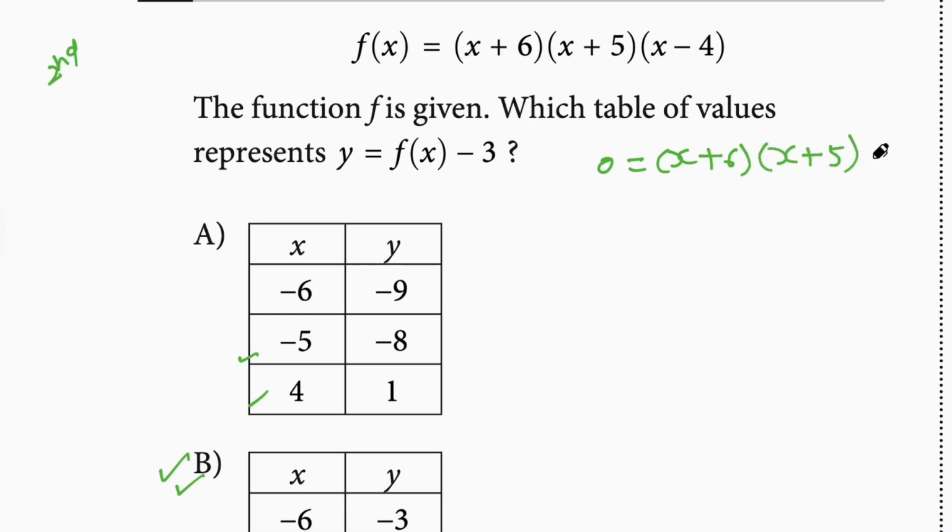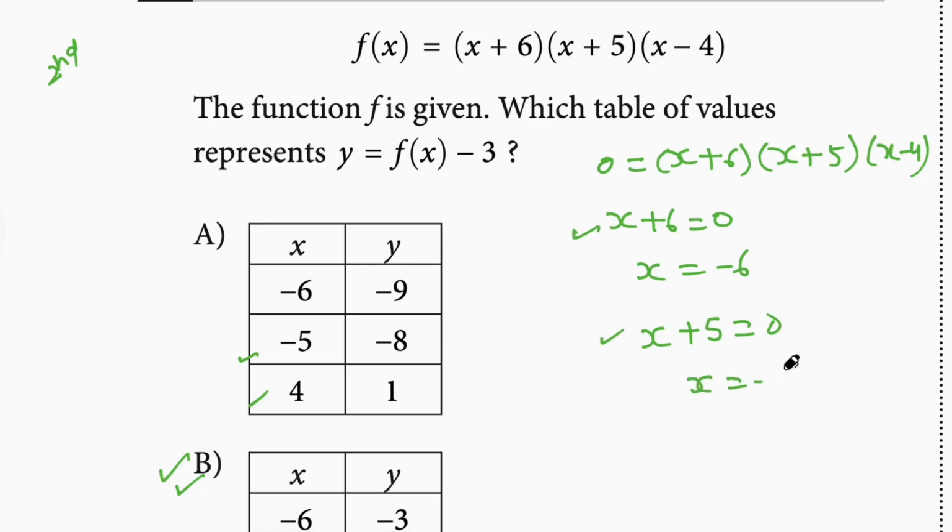If we just, before starting the question, stop for a while and observe it: x plus 6 is equal to 0, that means x is equal to negative 6. x plus 5 is equal to 0, the second factor, x is equal to negative 5. And x minus 4 is equal to 0, that means x is equal to 4. So the inputs given here are actually the zeros of the polynomial, right? And when we say zeros of the polynomial, that means the value of the function is 0.